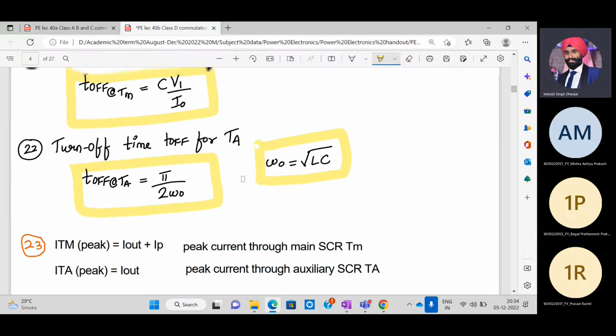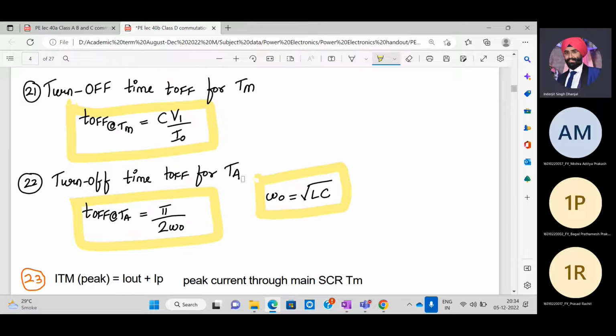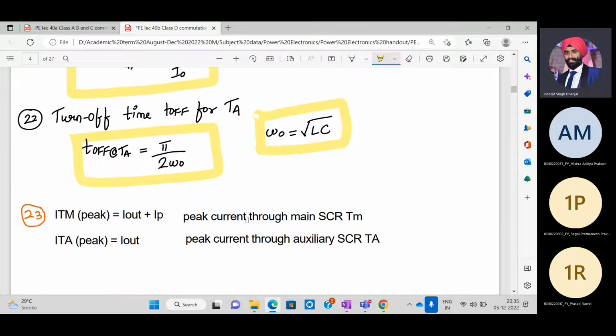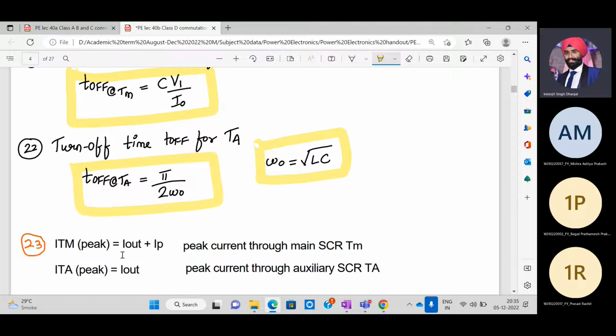And from the numerical point of view, these are the important things. The turn off time for the main SCR will be CV1 upon I naught, where V1 is the DC supply voltage. So these formulas are important. Turn off time for the auxiliary SCR will be pi upon 2 omega naught, where omega naught is square root of LC. And the peak current flowing through the main SCR will be I naught plus IP, and the peak current flowing through the auxiliary SCR will be I naught.